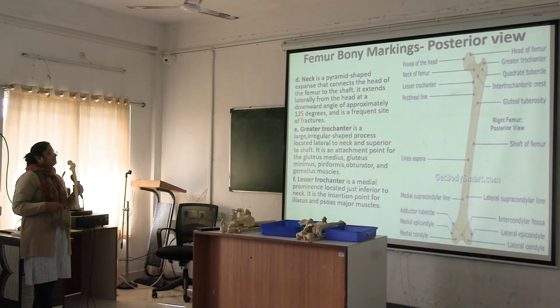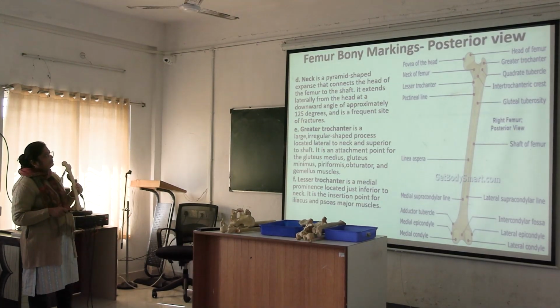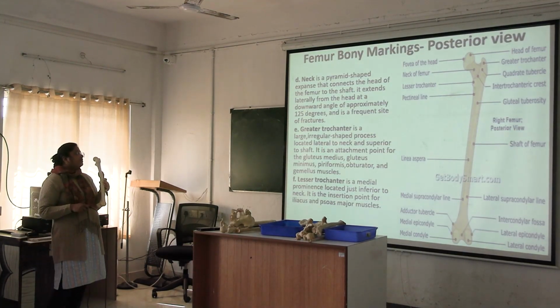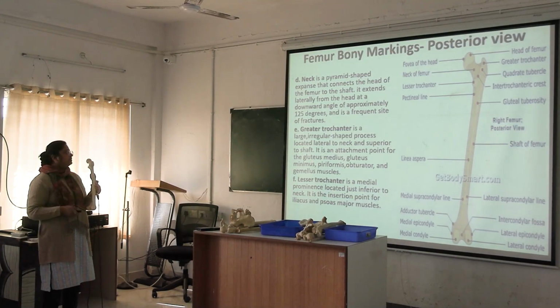Next is the greater trochanter. That will be the same. It is a large irregular-shaped process located lateral to the neck and superior to the shaft. We have already discussed the attachments of the greater and lesser trochanter.